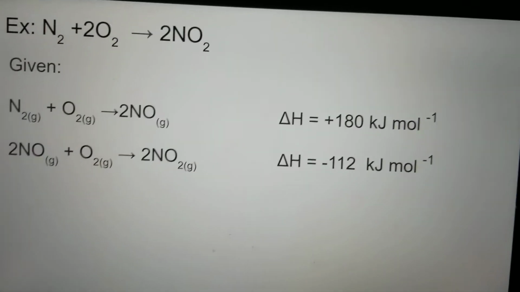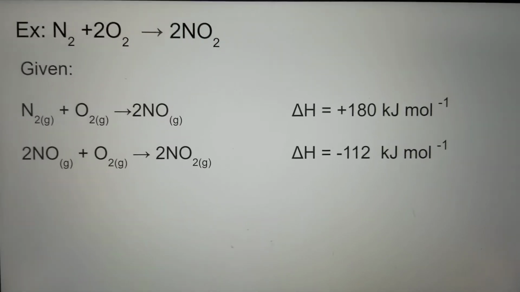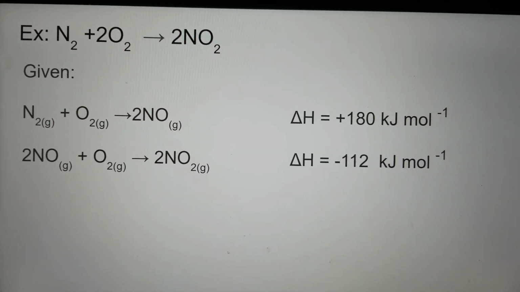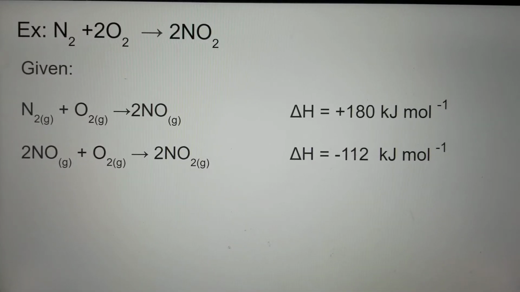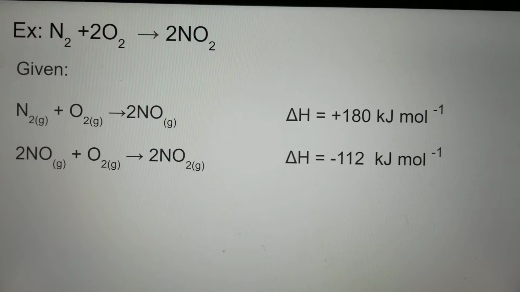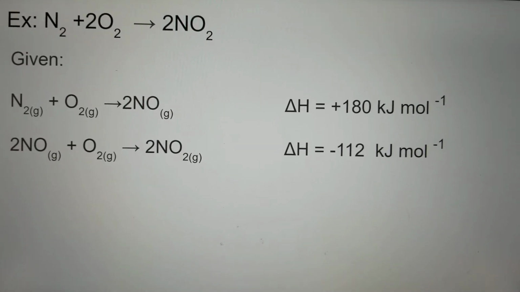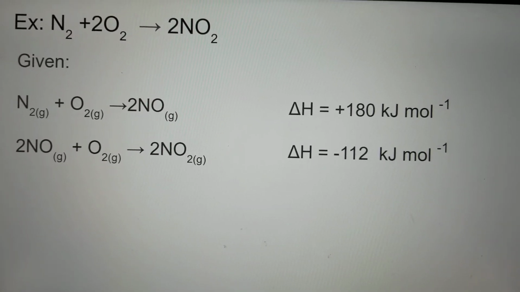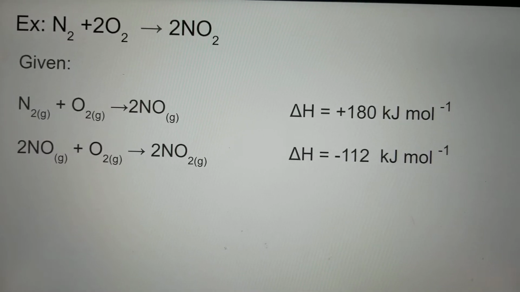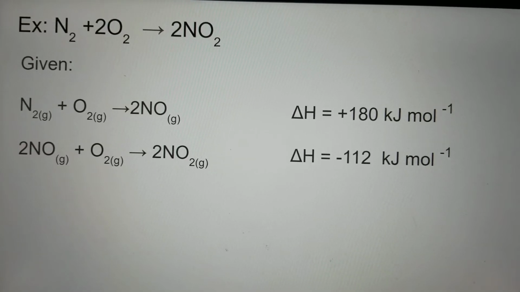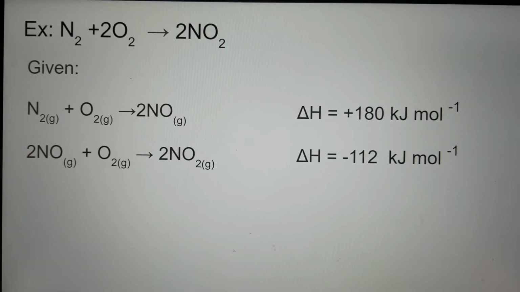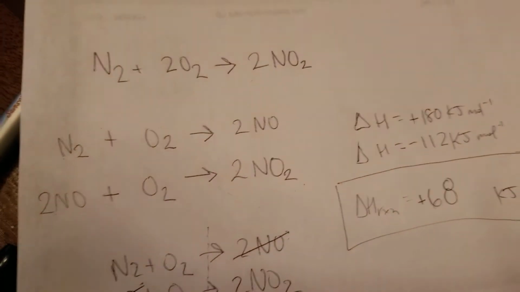Where it says given, they give you the 2 steps for that reaction to happen. In the first one, the N2 reacts with the O2 to form 2NO, and the delta H for that one is positive 180 kilojoules per mole. For the second part of the reaction, it's 2NO plus O2 makes 2NO2, and that delta H value is negative 112. Okay, so to do this, you just need to figure out how to add up the equations so that they end up with the overall equation.